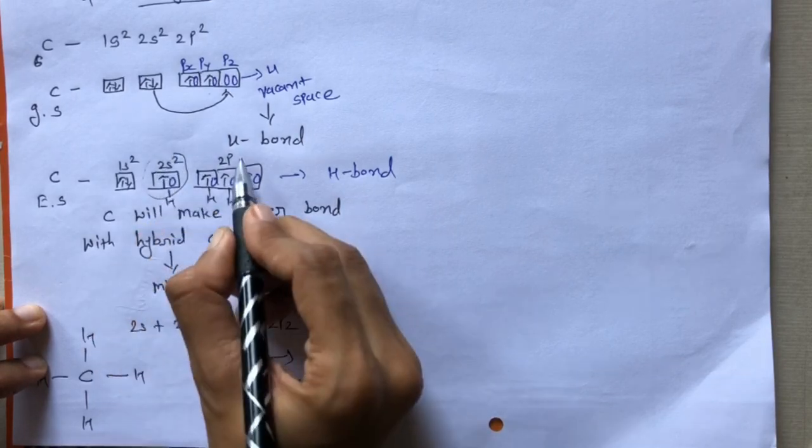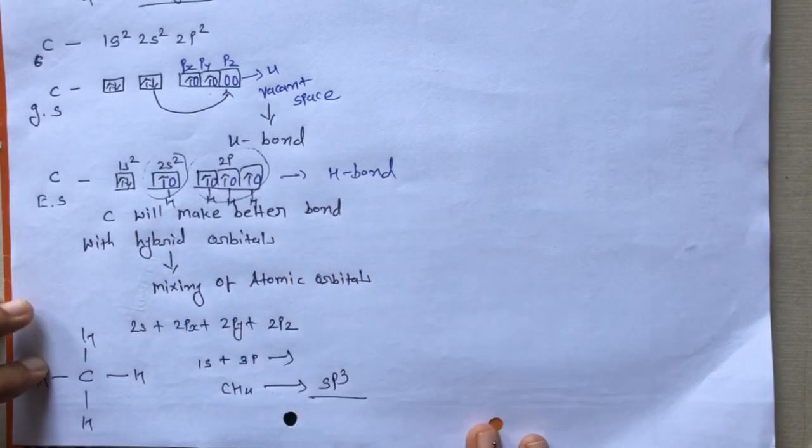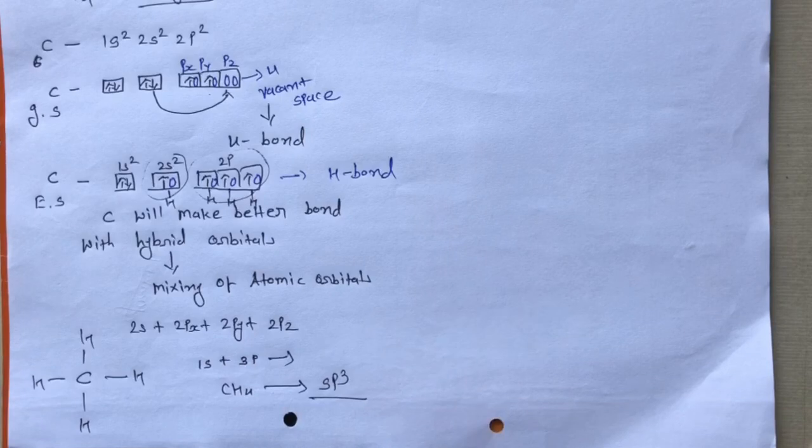એક S અને 3 P બોન્ડ બનવામાં ભાગ લે છે, રાઈટ? તો આમાં કયું હાઇબ્રિડાઇઝેશન જોવા મળશે? sp3 હાઇબ્રિડાઇઝેશન જોવા મળશે. Understand?